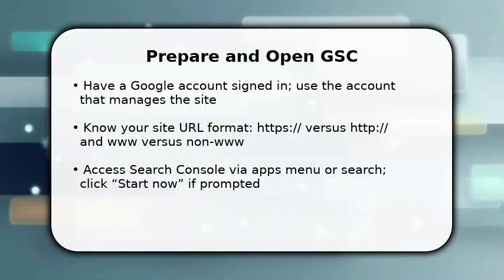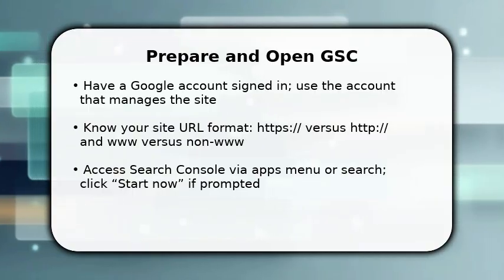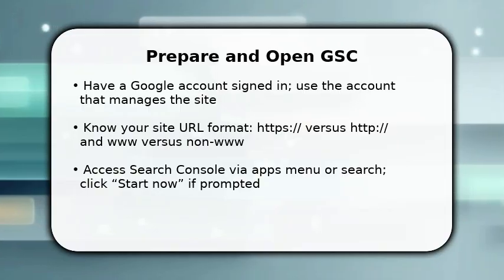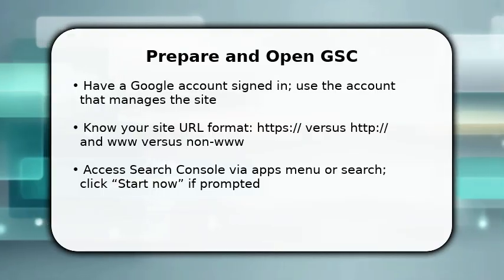You begin by opening Google Search Console while signed into the Google account that manages the site. Once signed in, make sure you know the exact site URL format, HTTPS versus HTTP and www versus non-www, because verification depends on that. Next, go to the Apps grid or type Search Console in Google and click the Search Console result. If this is your first time, click Start Now.